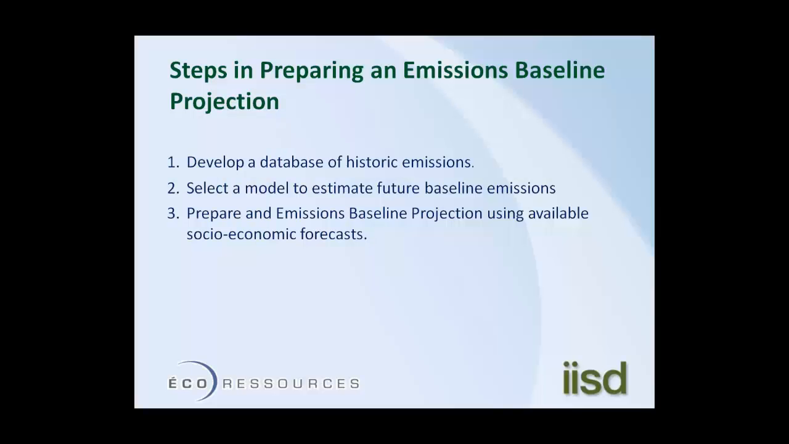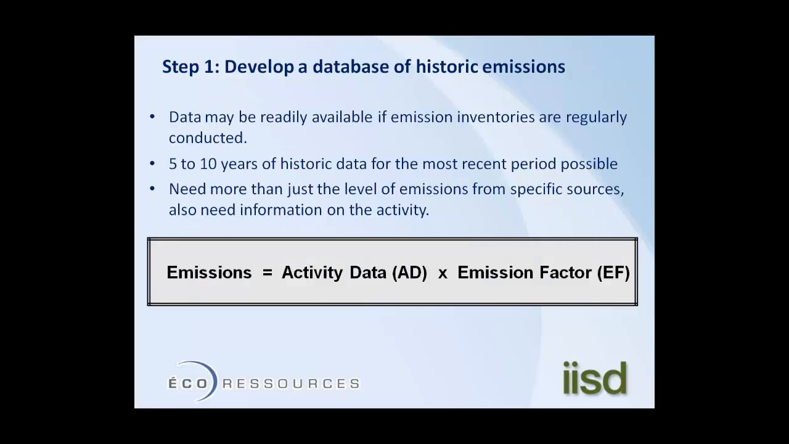So in this next part of the webinar presentation, I'm going to walk through 3 of the main steps to developing an emissions baseline projection in more detail. The first step is to develop a database of historic emissions. Data on historic emissions are required to be able to identify the trends of different economic and land use activities over time, and to understand how sources of emissions have been impacted by different policies and changes to the economy. In many cases, we're going to have greenhouse gas inventories available.